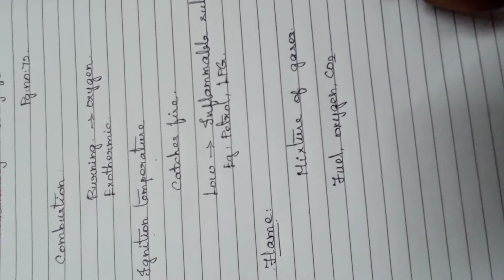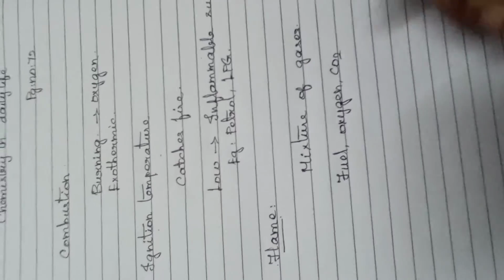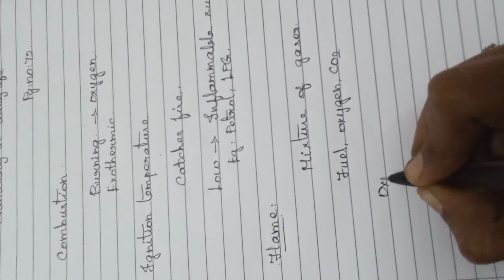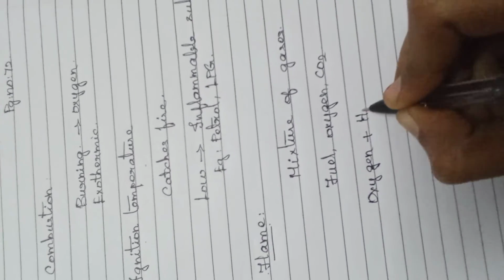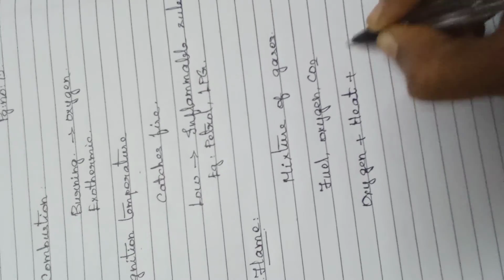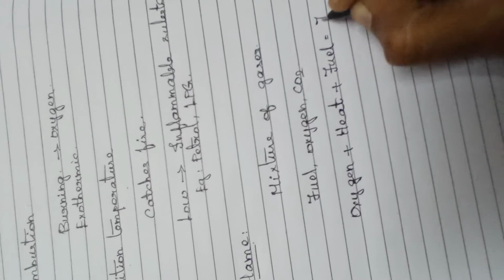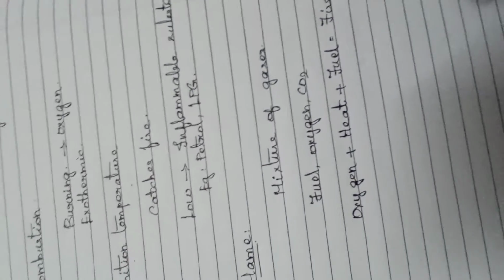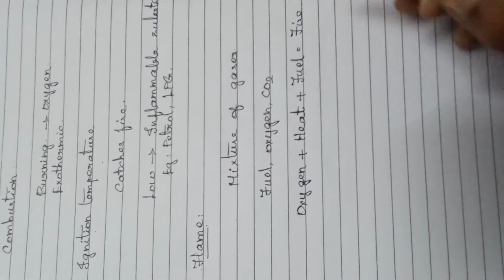So how is fire usually produced? What is the reaction form? In the presence of oxygen, plus heat, plus fuel. These three together form a fire. This is the main equation for flame, showing how fire is produced.